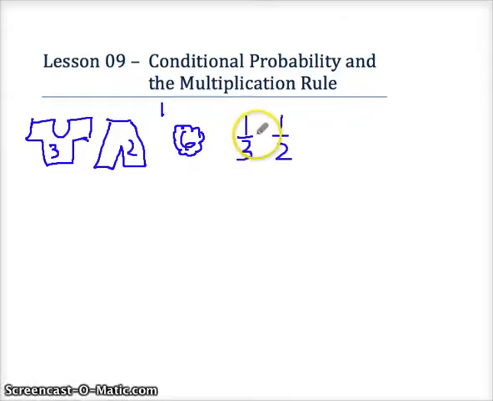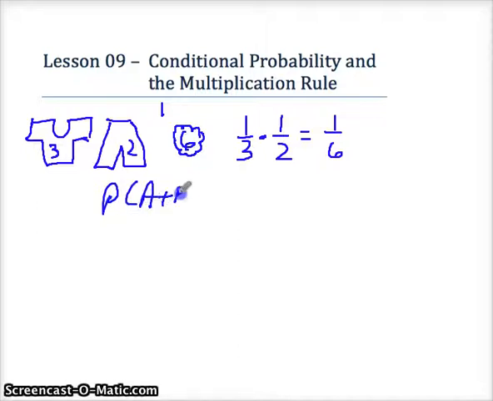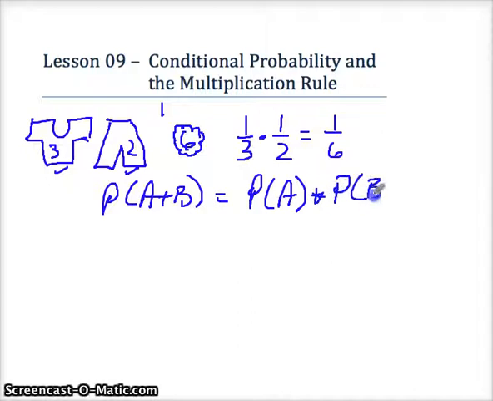How can I get one out of six with 1 over 3 and 1 over 2? The only way is to multiply. Okay, this is called the multiplication rule. Now, we're assuming the events are independent. If the events are independent, then you just have this basic rule. The probability of A and B happening together, in other words, a particular shirt and particular pants, is going to be the probability of A times the probability of B. Okay, that is it.